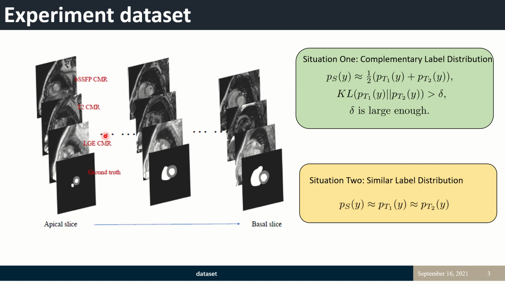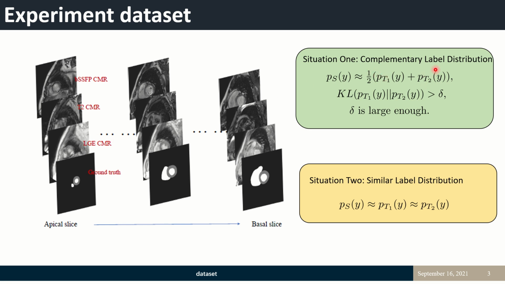However, for a multi-target dataset, such as the 3 MR sequences, we might have prior knowledge about their anatomical coverage. We know that for bSSFP, T2, and LGE CMR images, they cover different areas of the heart, with some parts overlapping. We argue that different label distributions could lead to totally different results. For convenience, here we just discuss two simple situations.